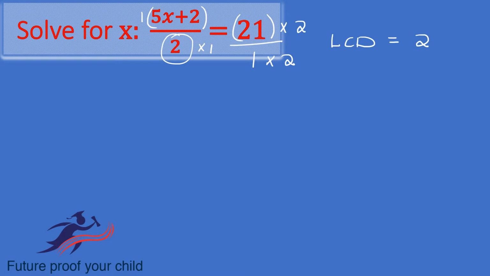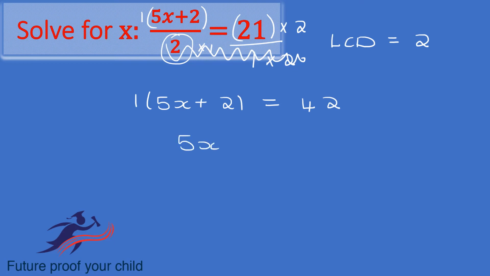Then, if I've got the common denominator, I can drop the denominators. So I've got 1 times 5x plus 2, and that is equal to 21 times 2, which is 42. That then gives me 5x plus 2, as 1 times 5x plus 2 is still 5x plus 2, is 42. To get the 5x alone, I subtract 2 on both sides, so 42 minus 2 is 40.